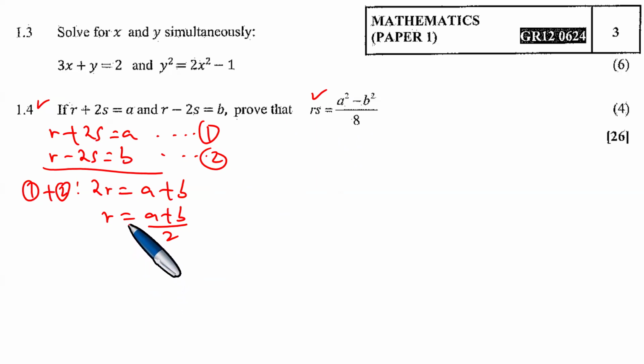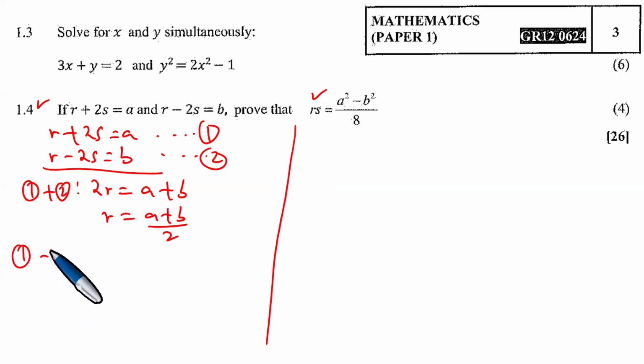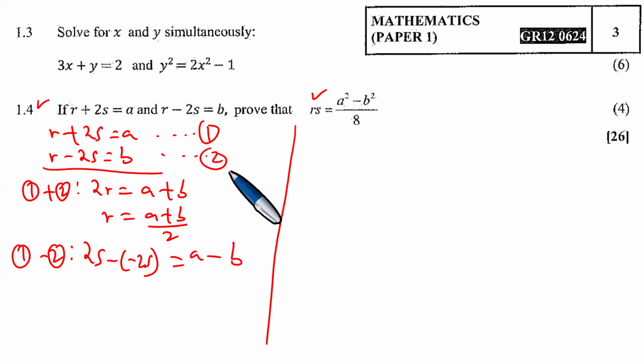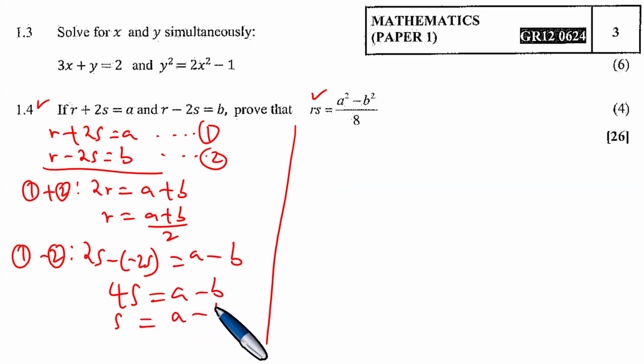Let us perform further subtraction: equation 1 minus equation 2. r minus r is 0, and we have 2s plus 2s giving us 4s, equals a minus b, which means that s is a minus b out of 4. This is what we have.